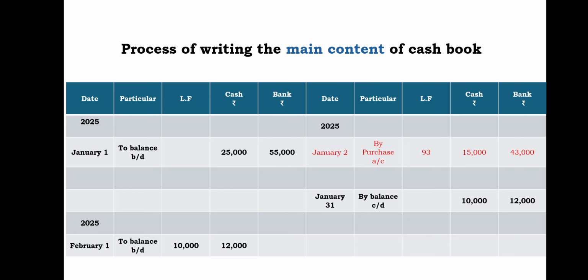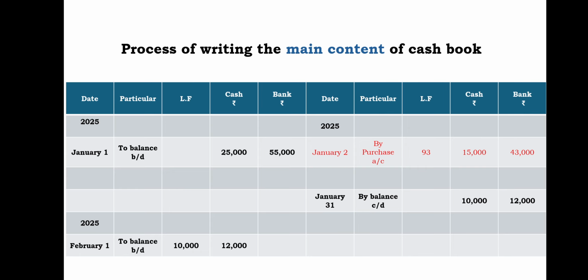On the right side as well, we follow the same sequence. We write down the date 2025 followed by January 2. We write down the transaction as by purchase, ledger folio number 93. As you remember, the ledger folio defines where the purchase account will be in the ledger book. The purchase account in the ledger book will be on page number 93. Because our month has completed with just one transaction, it is time to end the month.